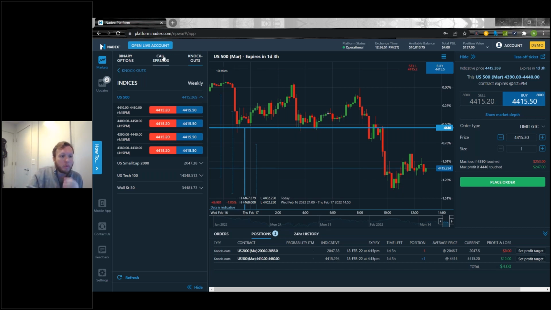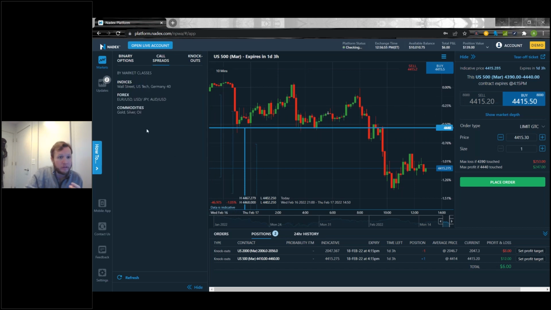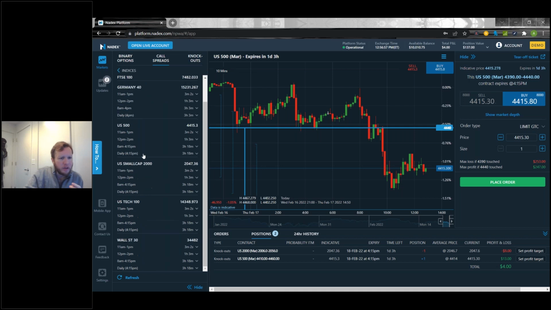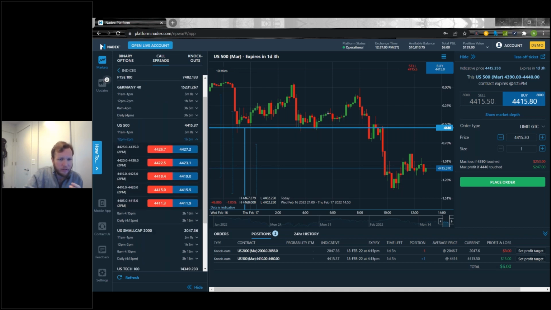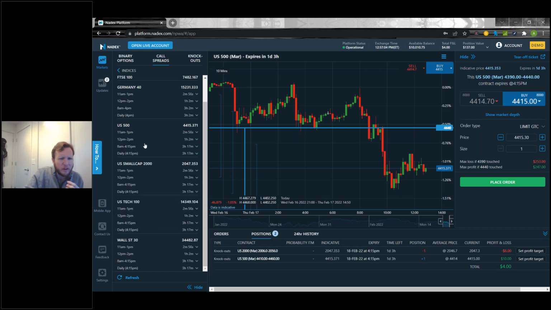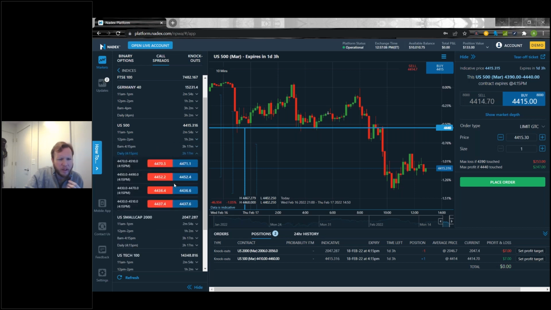As I go over to call spreads, what you'll notice is that this is not the same for call spreads. So let's go in and do a US 500 contract. Let's do one expiring at 2. Actually, let's do one expiring a little bit later on. But as you can see here, when I actually click on them, they're different ranges, but they're pricing differently, right?